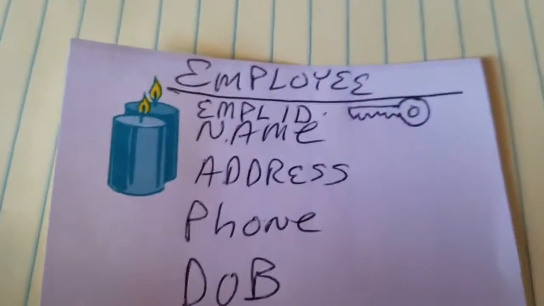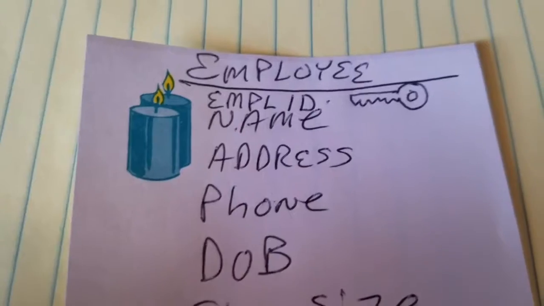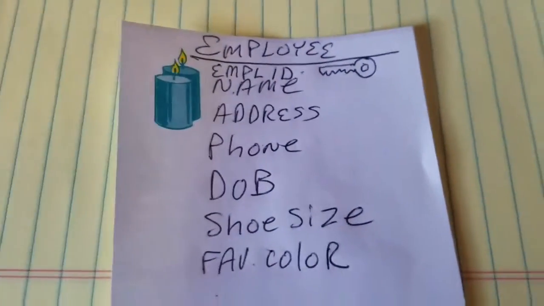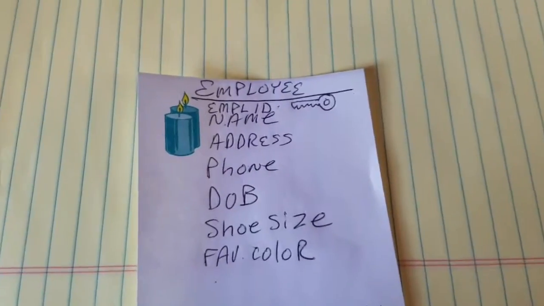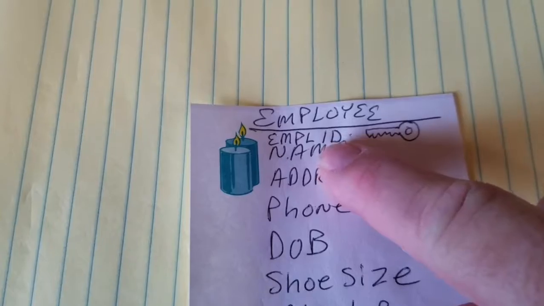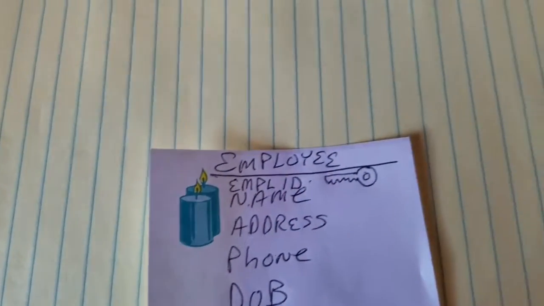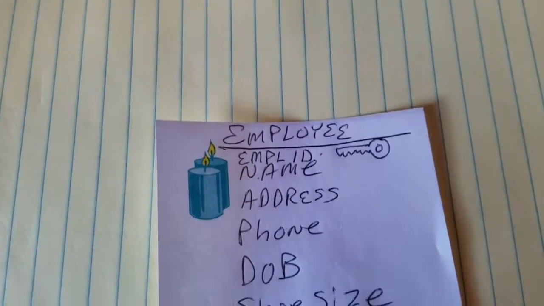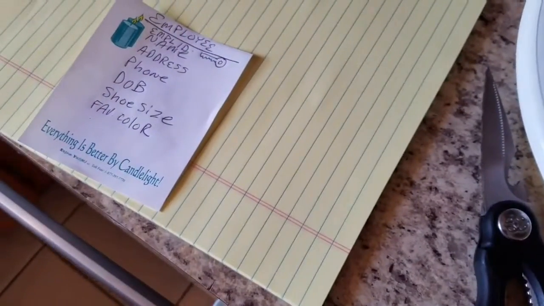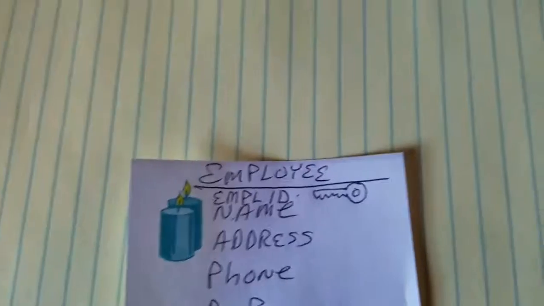So let's take a look at the first table we're going to put in here, our employee table. The employee table generally has an employee ID. It has the employee's name, address, phone number, date of birth, shoe size, favorite color, whatever it is that you want to keep track of. You'll note that the key field in our case is the employee ID. Remember, all of this is up to you. Some of it is just standard that you normally find in the industry.